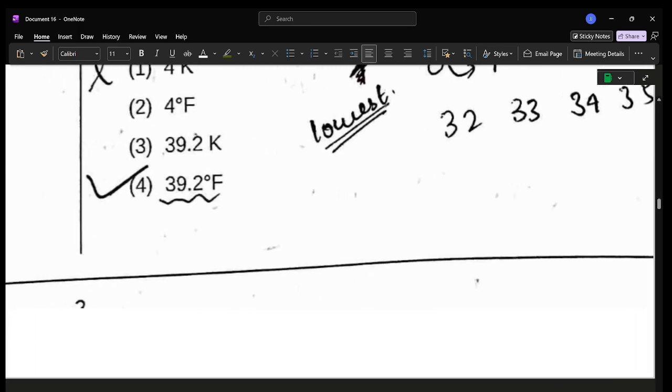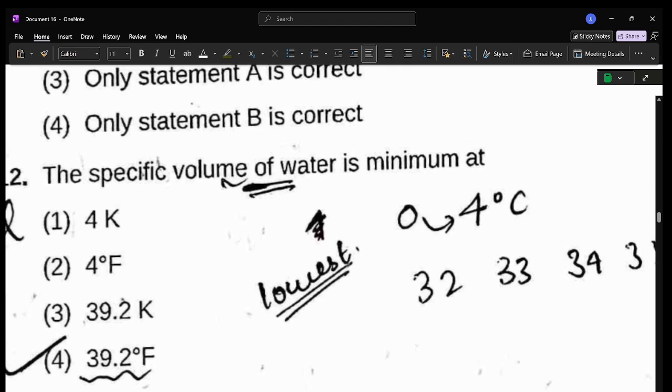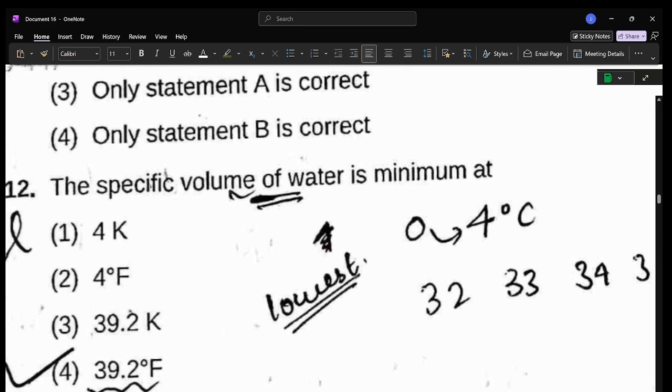Okay, next question. This one, I asked ChatGPT about it. The specific volume of water is minimum at: option 1, 4 Kelvin; option 2, 4 degree Fahrenheit; option 3, 39.2 Kelvin; option 4, 39.2 degree Fahrenheit. Option 4 is the answer. Now what do I actually look for in this question? Could you please explain me in detail?